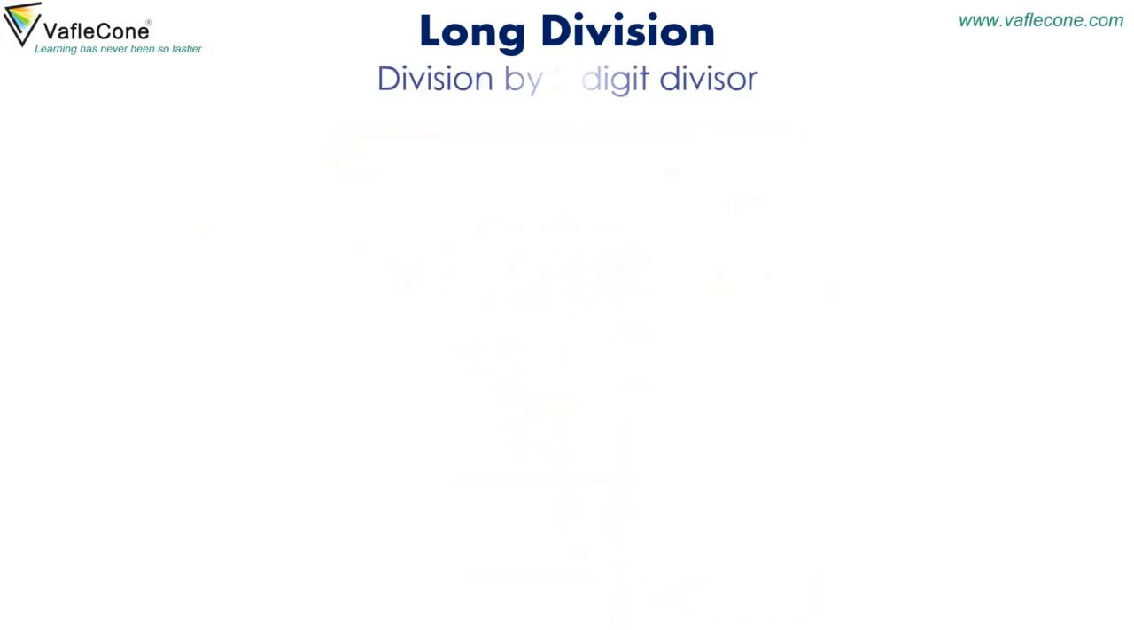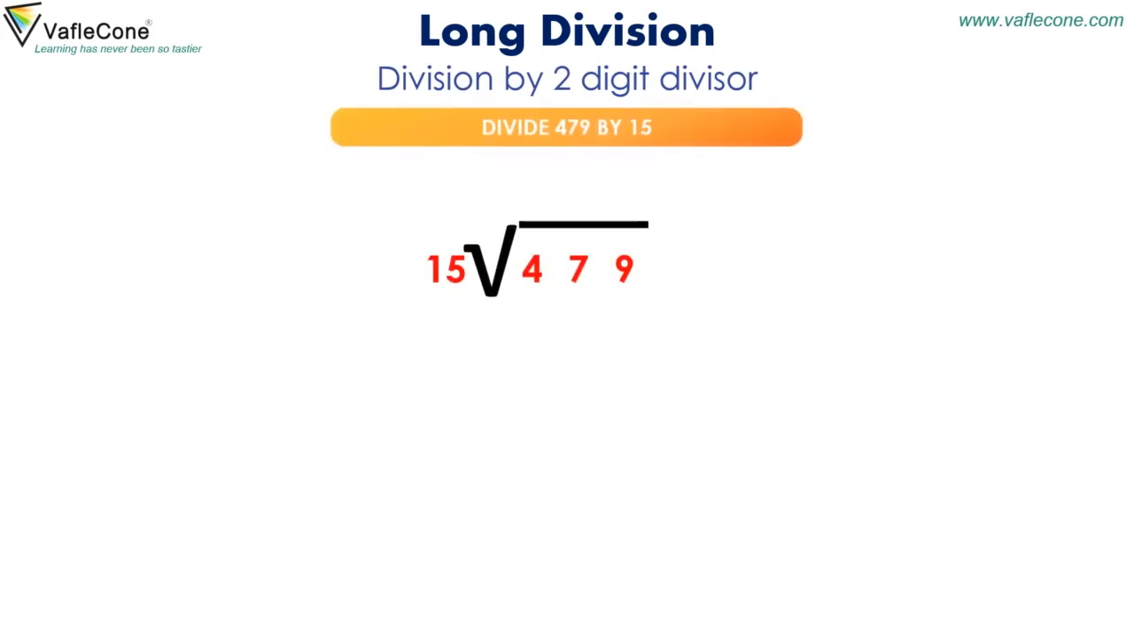Division by two-digit divisor. Divide 479 by 15. Here, 15 is the divisor and 479 is dividend. At hundreds place, 4 is lesser than 15. So we put 0 at hundreds place in quotient and club the digits at hundreds and tens place.